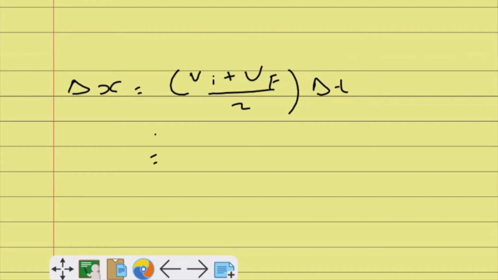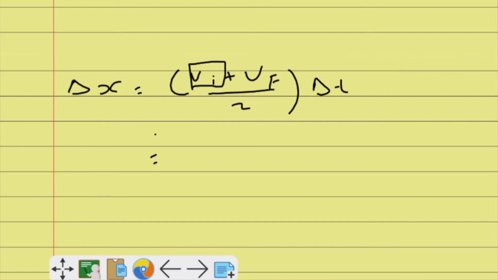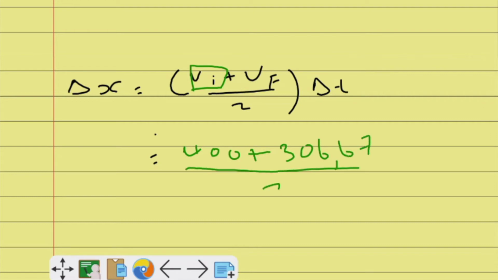Now the initial velocity of our bullet, remember it was 400 meters per second, and then immediately after it left the block, we had 306.67, and then remember it's all over 2, and then they say here the time is 0.002. Let me just write proper zeros there. It's 0.002 seconds.